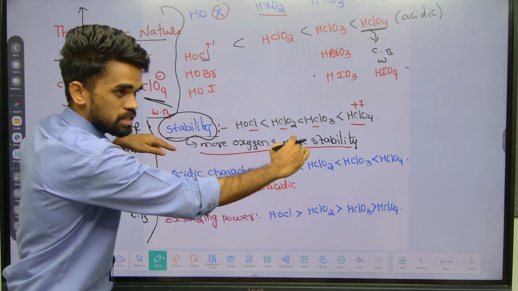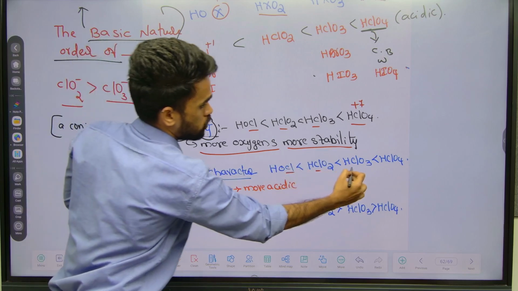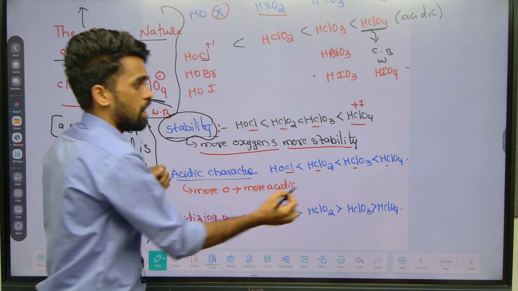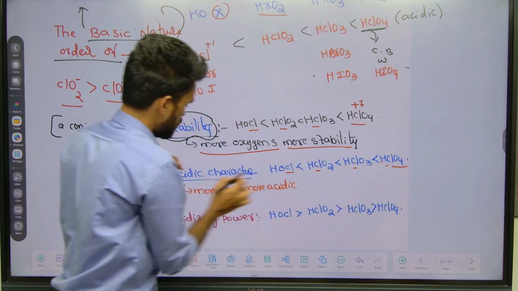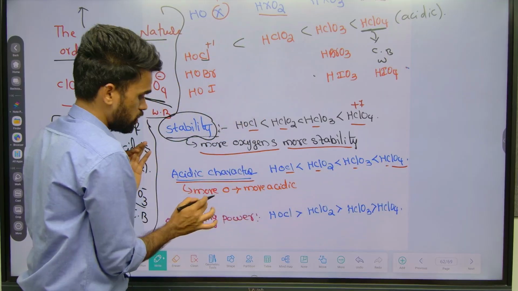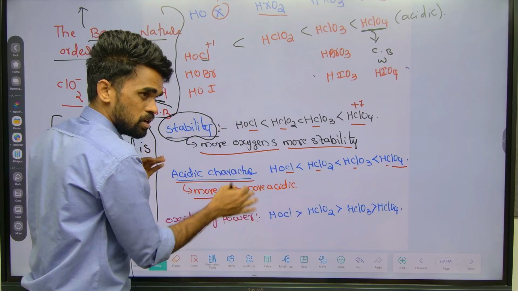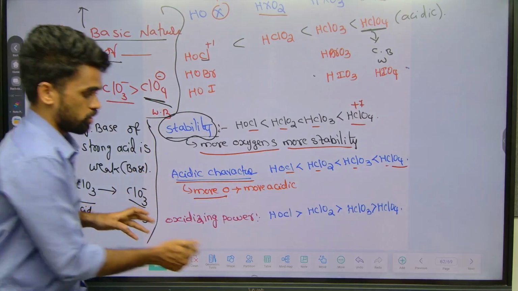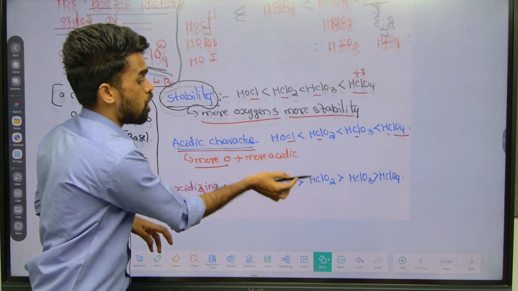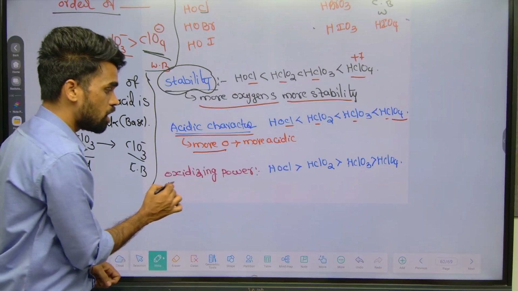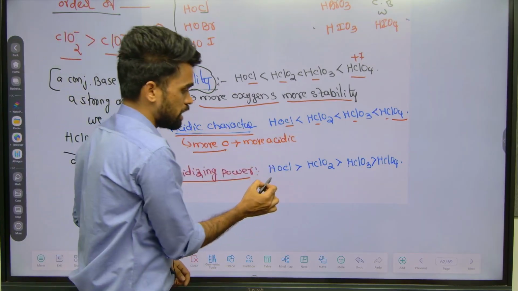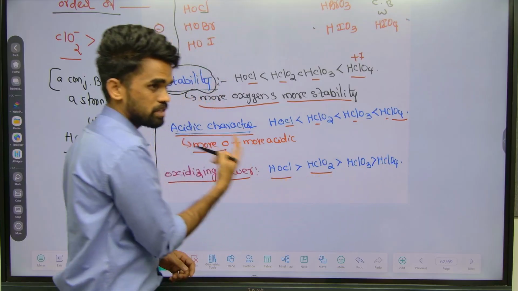Okay, next one, acidic nature also, as I told you, more electronegativity. Here all of these halogens are the same, like chlorine only. Now what to check? Oxidation state. Higher the oxidation state, higher is acidic. Or you just remember more number of oxygens, more acidic. Like that also you can remember here. Okay, next when it comes to oxidizing power, it will be reverse of the above order. Okay, HOCl like this, reverse of the above order, right.